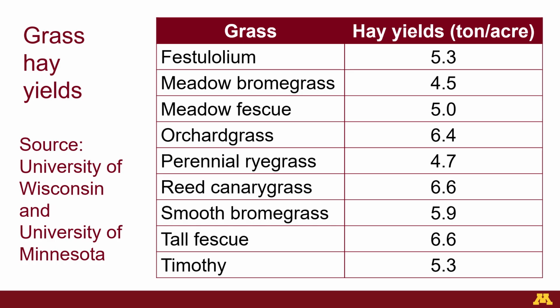Perennial ryegrass is 4.7 tons per acre. Reed canary grass is 6.6 tons per acre. Smooth bromegrass is 5.9 tons per acre. Tall fescue is 6.6 tons per acre. Timothy is 5.3 tons per acre. The sources for this data are the University of Wisconsin and University of Minnesota. Kentucky bluegrass is a low-growing grass that is typically harvested by livestock grazing rather than for hay. Yields are typically 2 to 4 tons per acre.